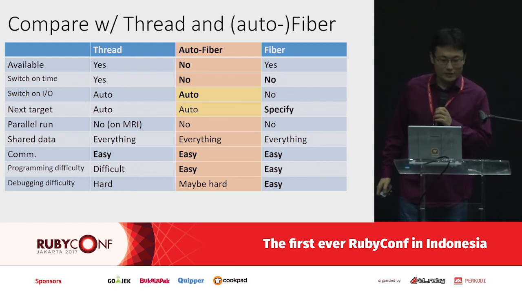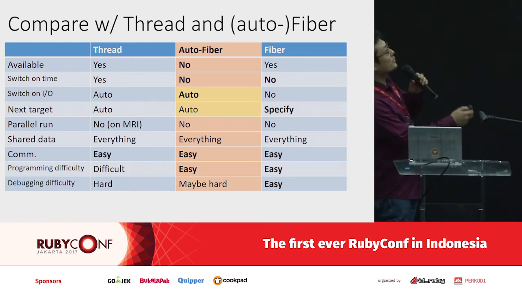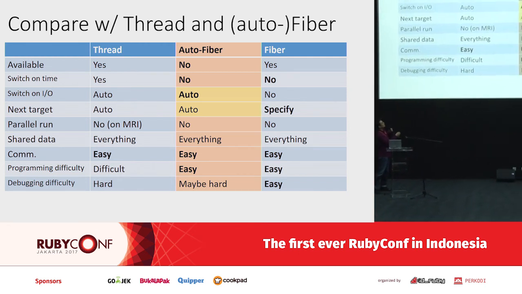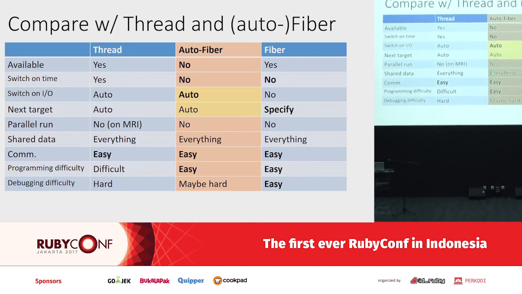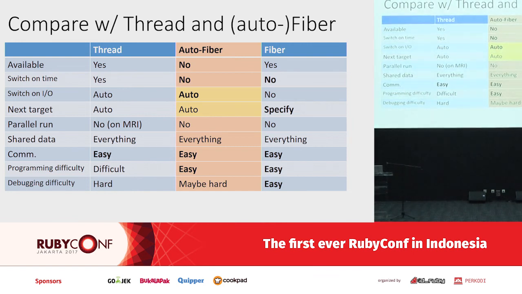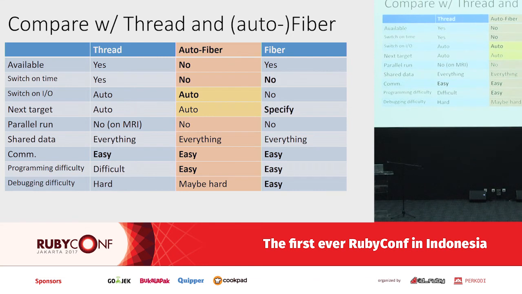So this table shows the characteristics of AutoFiber compared with thread and fiber. Switching on I/O blocking is made automatically, and the next target is specified randomly by the scheduler. So this is the difference from fiber.